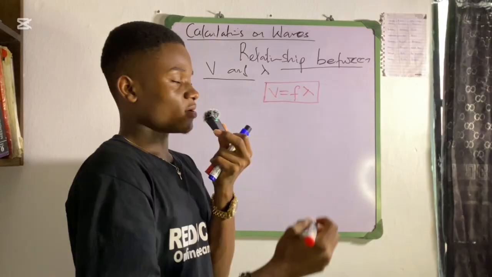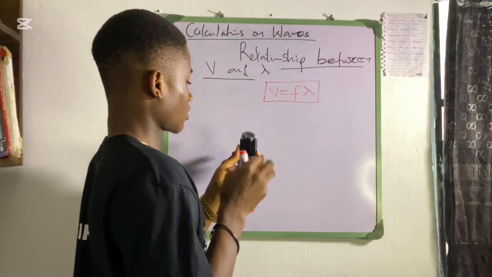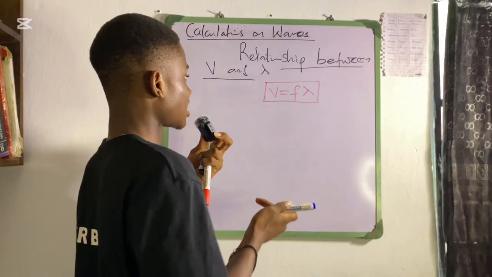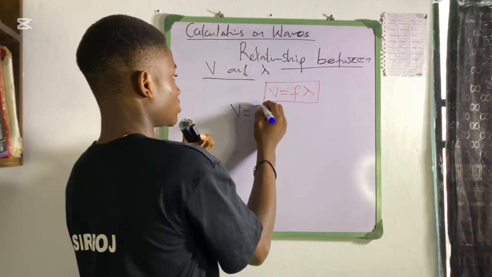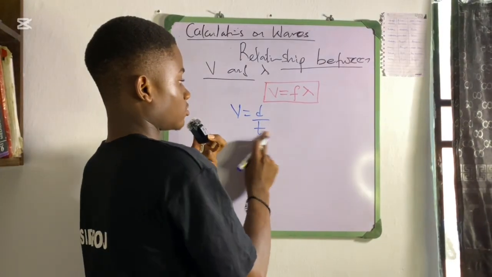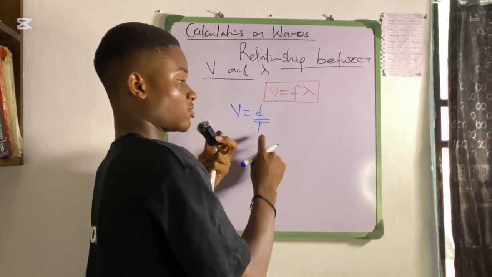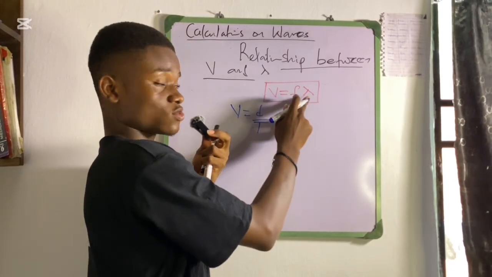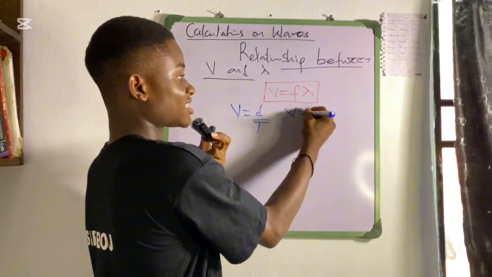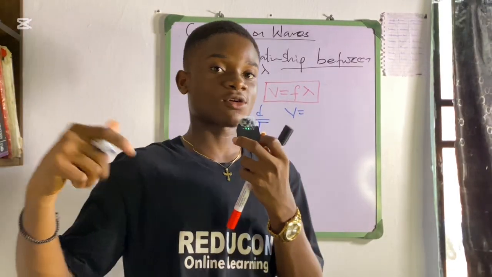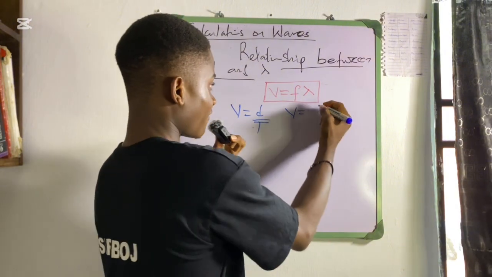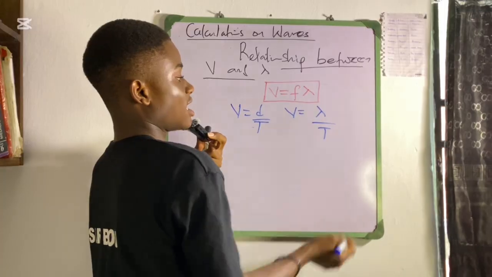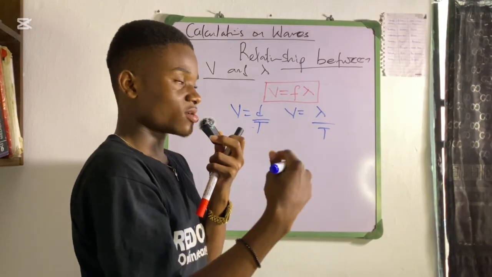How do we come about this? You know that velocity is equal to distance over time, right? Let's just start with the period T because we are implying period here. The distance here is the wavelength, that is the distance between two successive crests or troughs. So we have that D is now equal to lambda, over T.